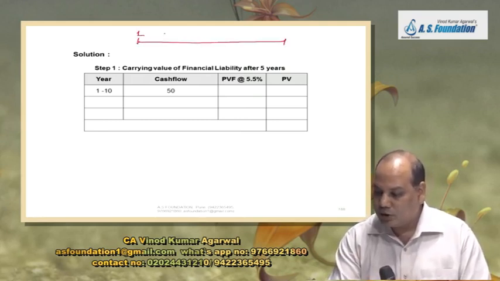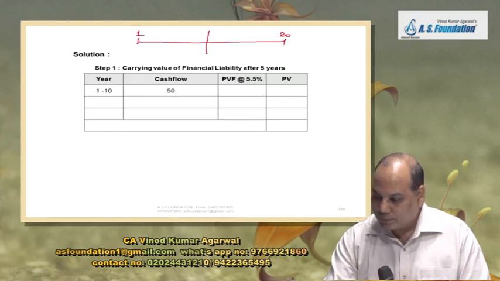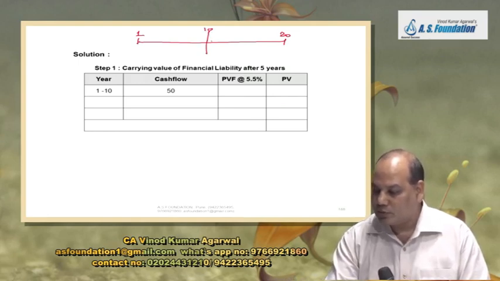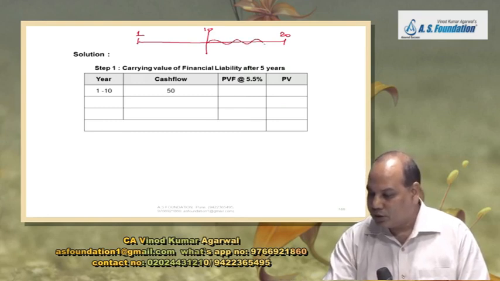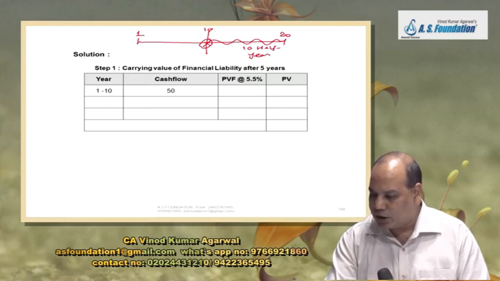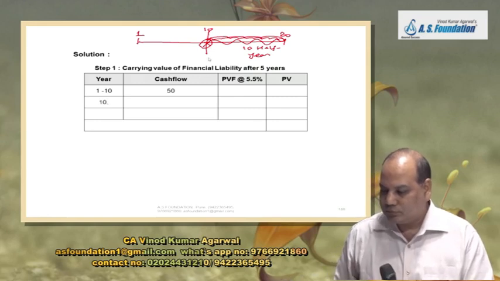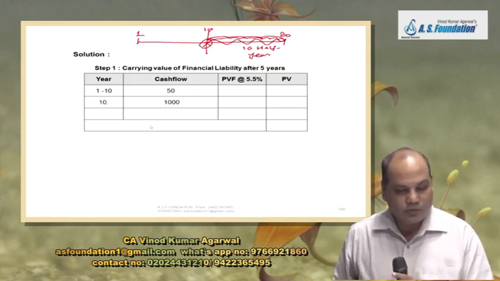The total period is 20. 5 years are over, which means 10 periods are over. From here to here, 10 half years are remaining. We are doing the valuation of the bond at this point. So I have to calculate the present value of remaining coupon and the 1000.